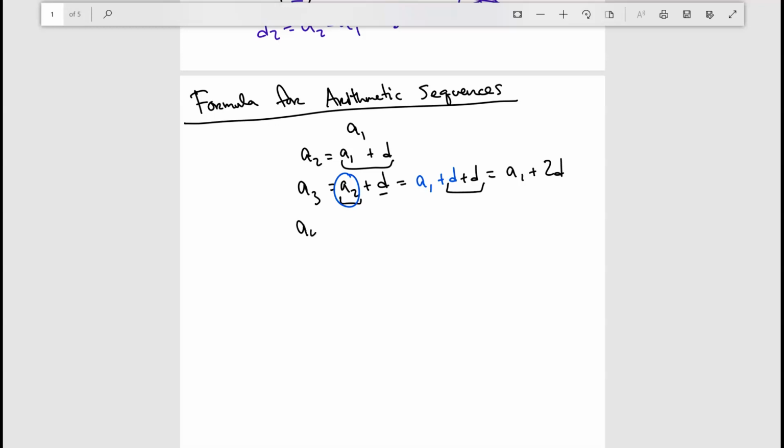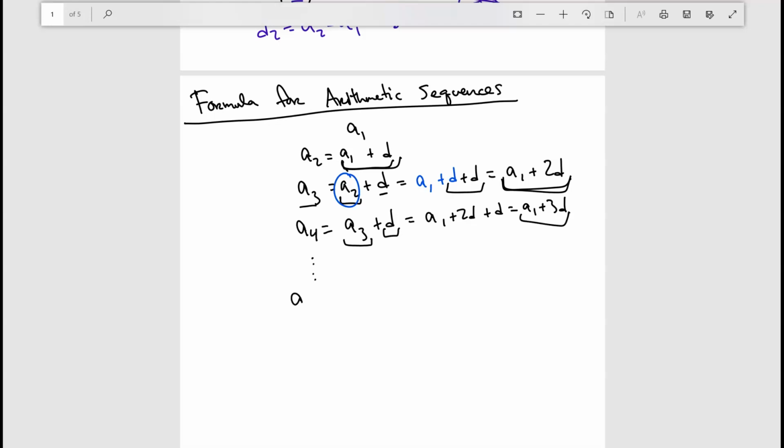What is going to be A4? Well, A4 is just going to be A3 plus the common difference. But I already know what A3 is. A3 was this A1 plus 2D. It's going to be A1 plus 2D. Then I have an extra D right there. That's going to give me A1 plus 3D. You could probably already see the pattern: A1 plus D, A1 plus 2D, A1 plus 3D.